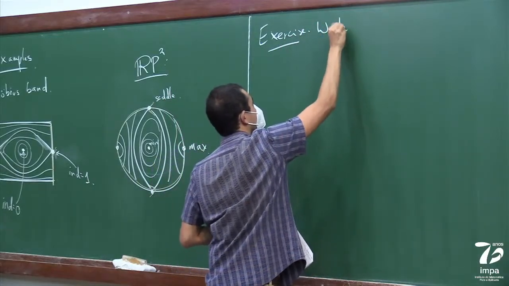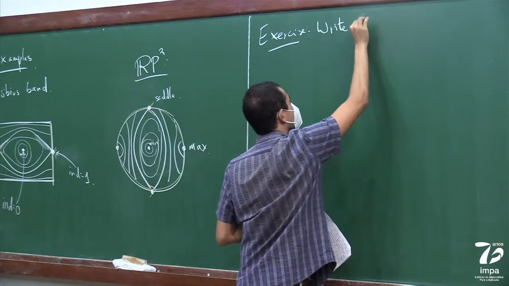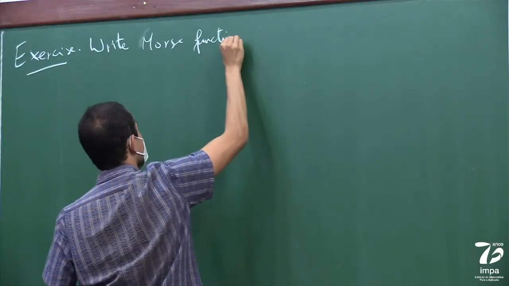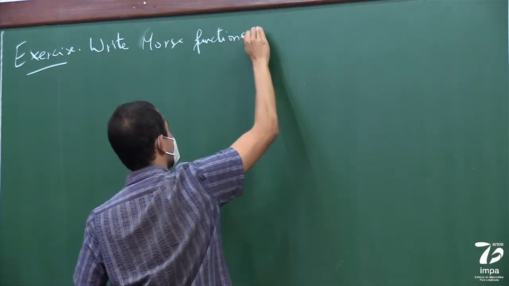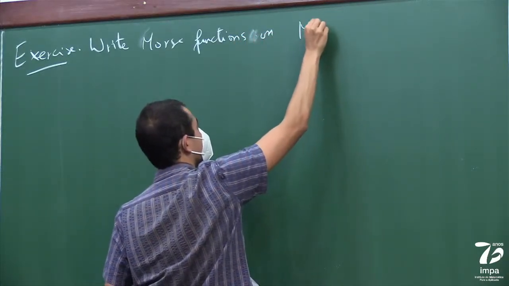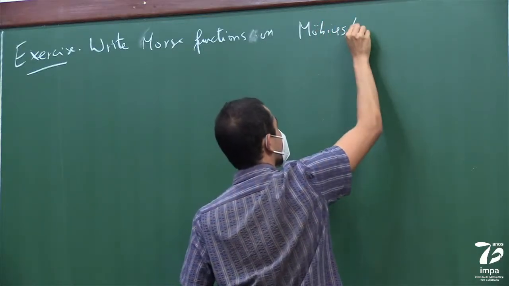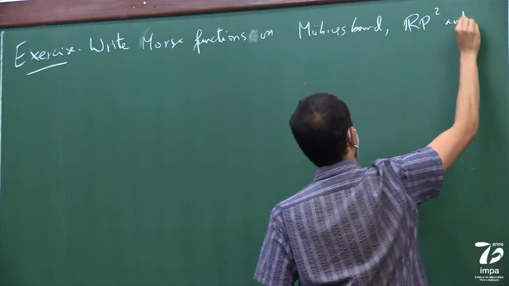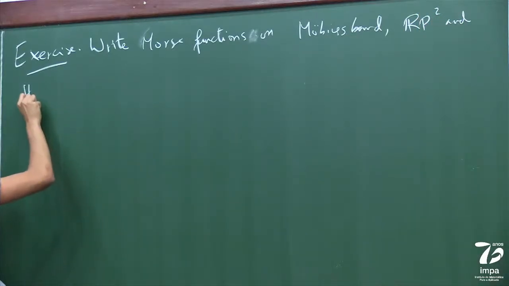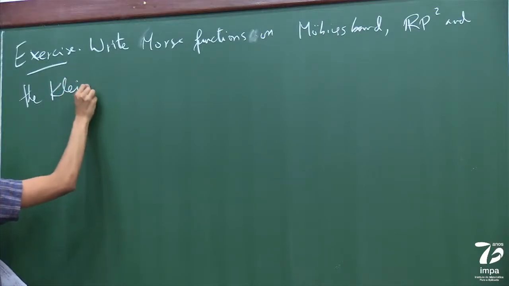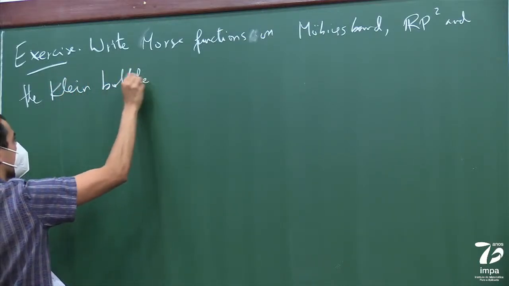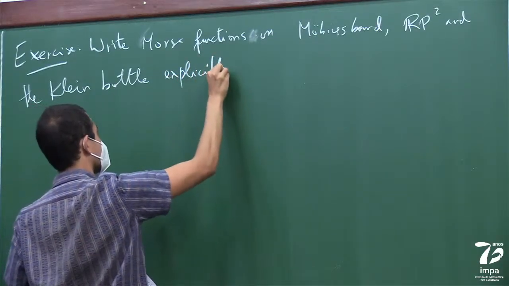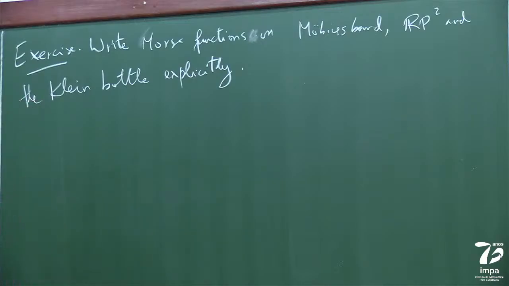Write Morse functions on the Möbius band, RP2, and the Klein bottle explicitly. Okay?